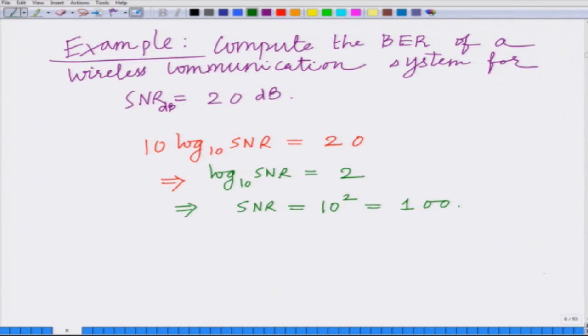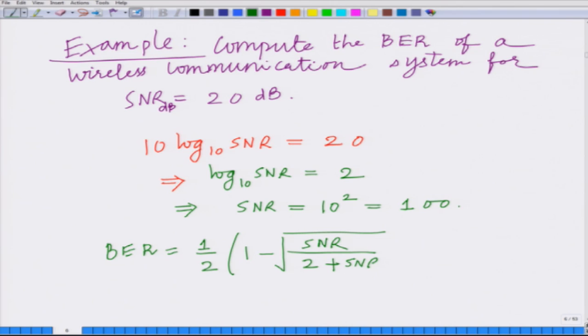And now, for my bit error rate, I have to substitute in my formula for a wireless communication channel, that is half times 1 minus square root of SNR divided by 2 plus SNR, which is equal to half times 1 minus square root of 100 divided by 102, which is equal to 4.92 into 10 to the power of minus 3.